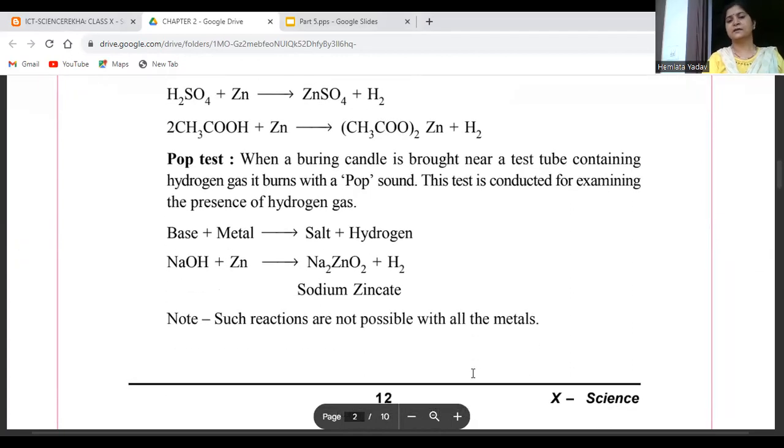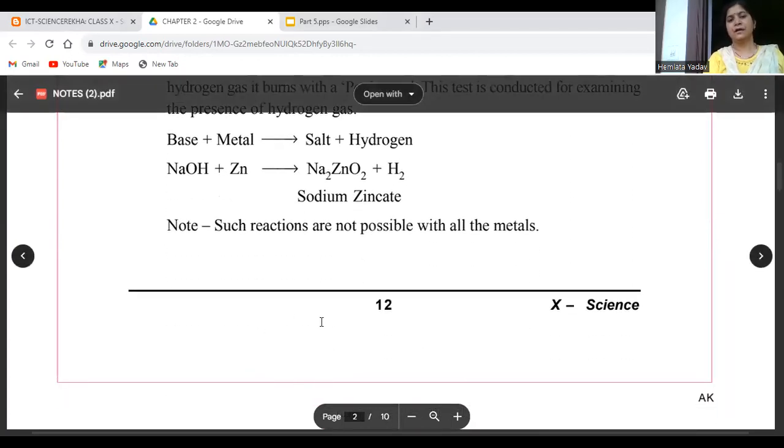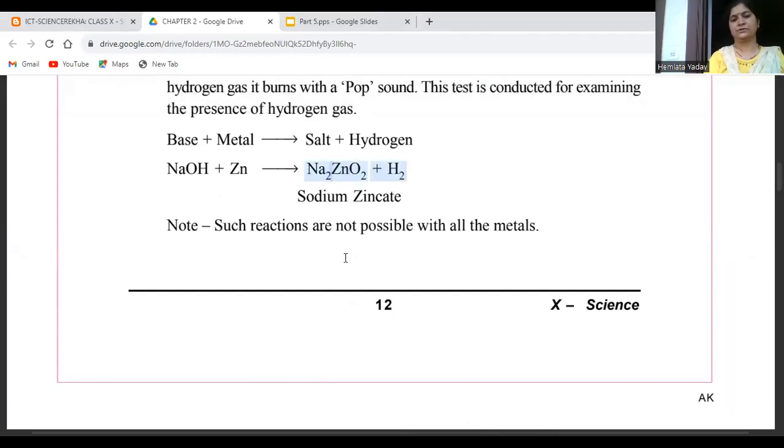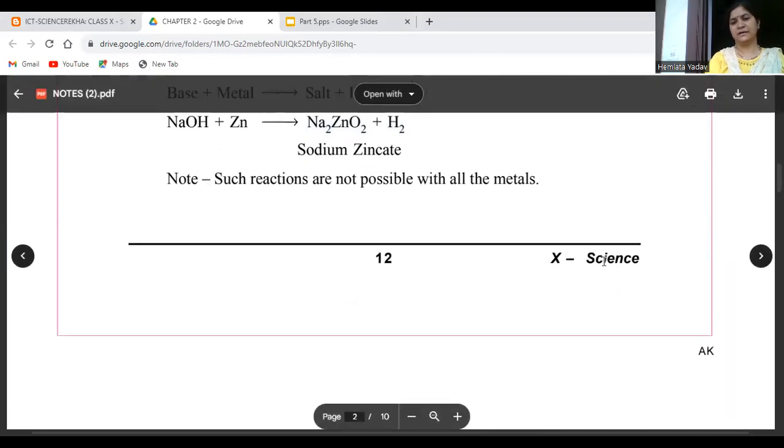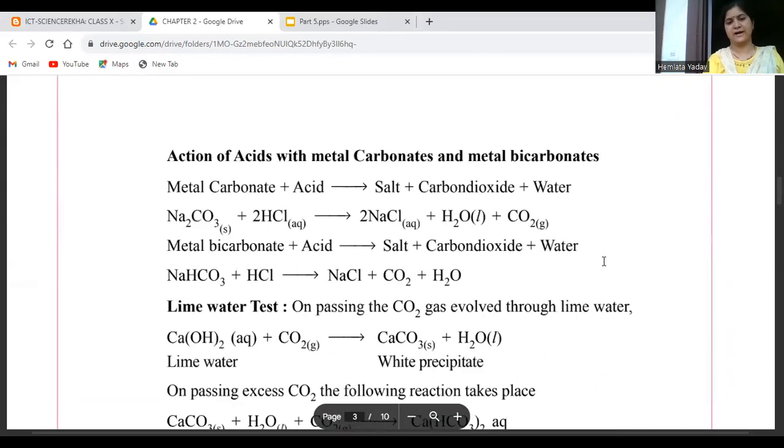Base plus metal gives salt plus hydrogen. NaOH plus Zn gives sodium zincate salt plus hydrogen. Such a reaction is not possible with all metals; all metals cannot do these reactions.